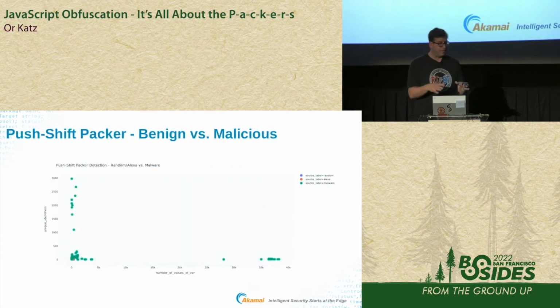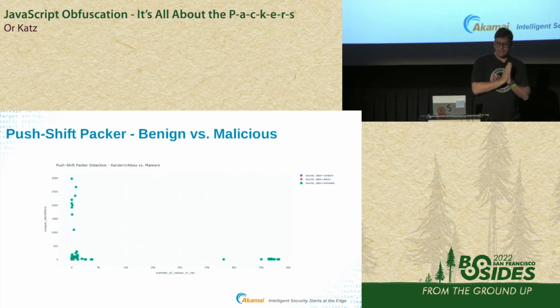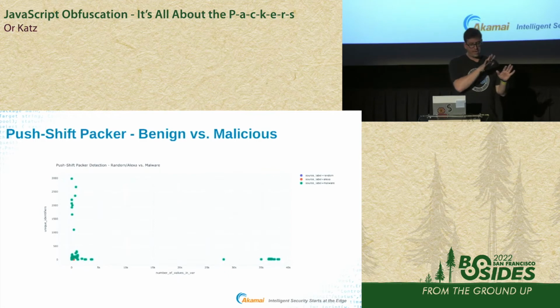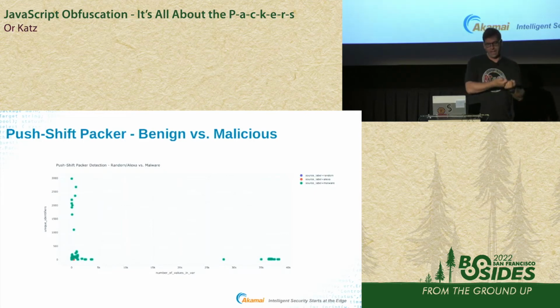So here is an example. I took the data set of those samples that match on the push shift packer. That's one of the 5 signatures that I had, the structure-based signature. I put them on this graph using 2 different features. The first feature on the left is the number of unique identifiers, which means the number of parameter values and function names. On the bottom, you can see a different feature, which is the number of elements that we can see in a given array in that file.